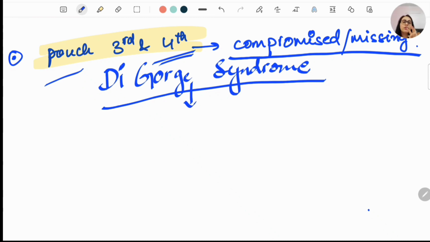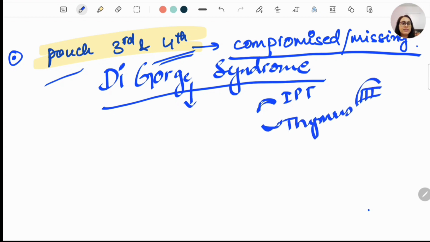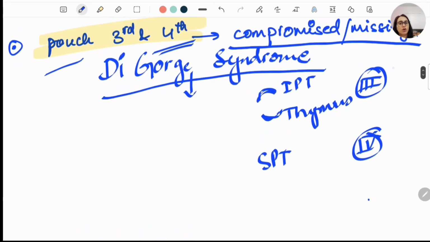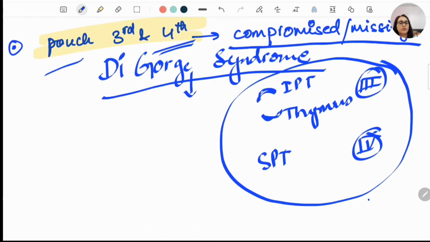We know the derivatives of the third pharyngeal pouch: the dorsal part is the inferior parathyroid, and the ventral part is the thymus. The fourth pharyngeal pouch forms the superior parathyroid. So in people with DiGeorge syndrome, the third or fourth pharyngeal pouch is missing or compromised, so all the structures present in the third and fourth pharyngeal pouch will be compromised. That is, there will be no thymus.